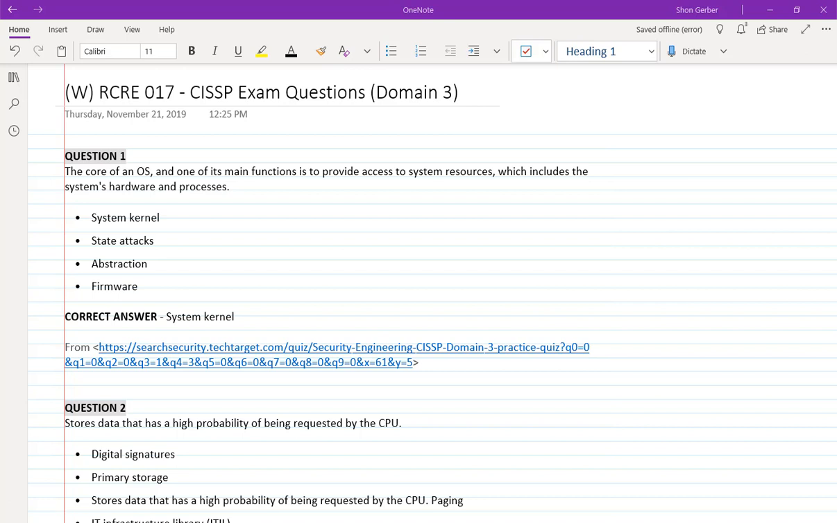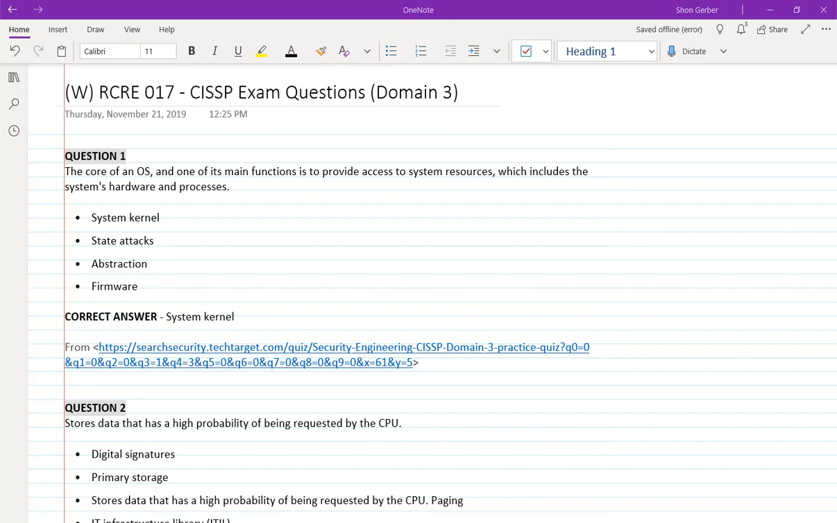These questions are coming from techtarget.com, and this is part of the Domain 3 practice quiz that they had out there, which they in turn get from ISC². So these questions are pretty close to what you would expect to see on the test. I will grab questions from different sites and attribute them to those sites as well. Let's get started. This is RCRE 017, the 17th version of my Reduced Cyber Risk exam questions for the CISSP, and this covers Domain 3.